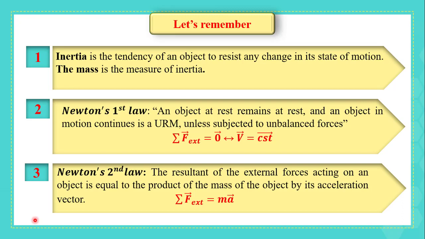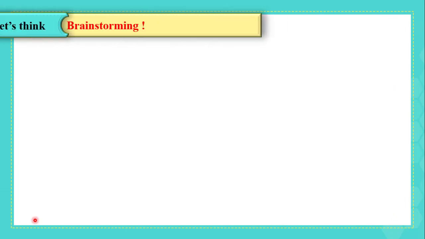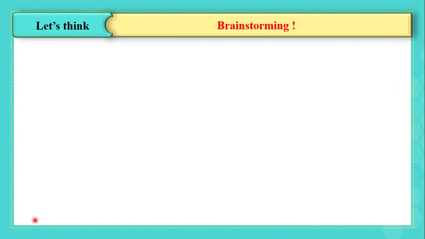Newton's second law states that the resultant of the external forces acting on an object is equal to the product of the mass of the object by its acceleration vector. The sum of the external forces is equal to m a vector. Let's move on to our new objective.